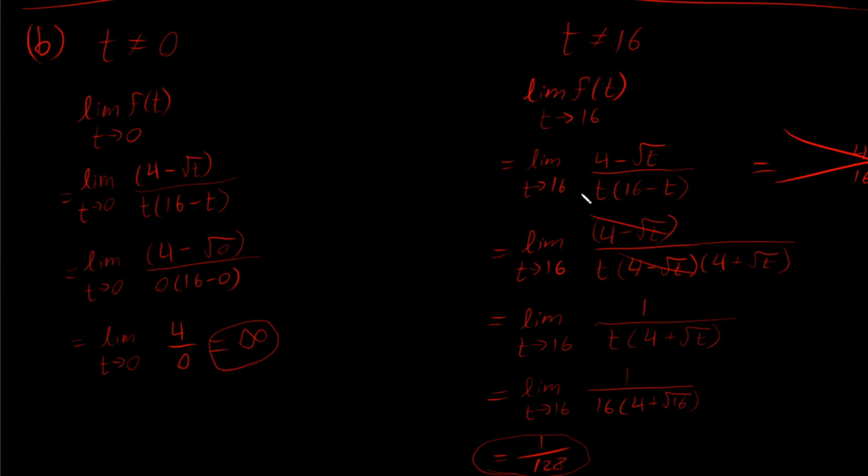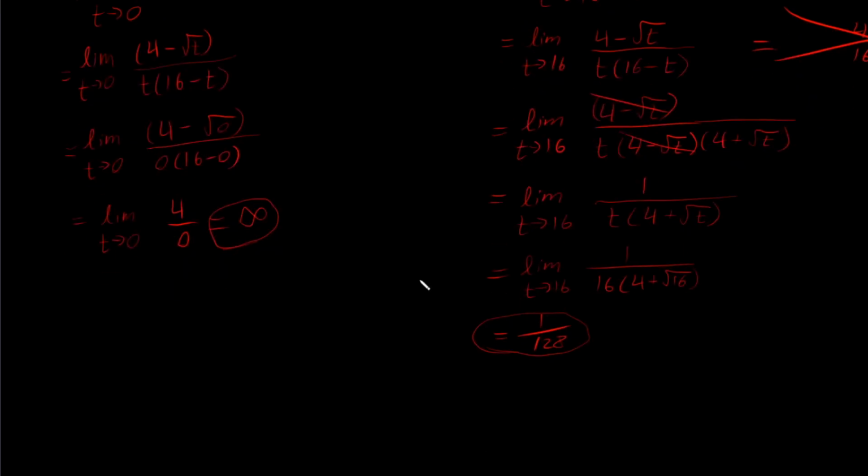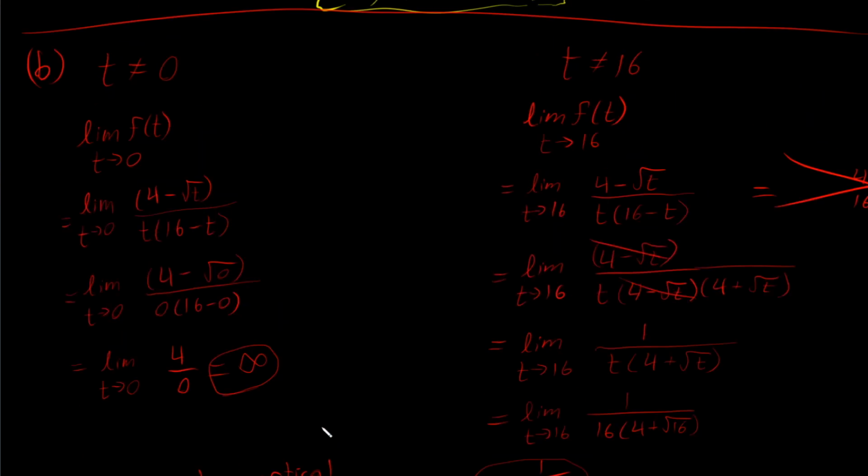From this simplification that we performed over here, we could see that the limit of the function as t approaches infinity would simply end up becoming 0. So based on these calculations, we can say, therefore, the only vertical asymptote is at t is equal to 0. And that is the final answer to this question.